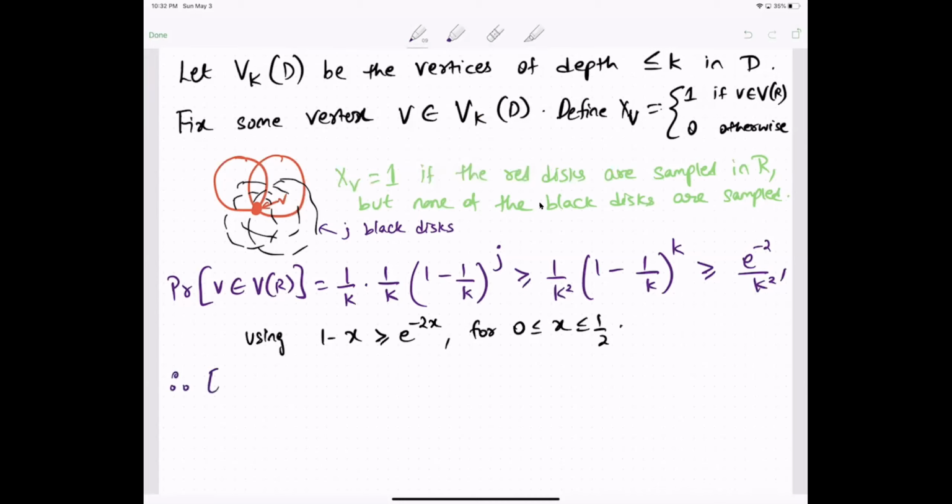Therefore, previously we had computed an upper bound on this quantity, the expected value of V of R. This time we'll compute a lower bound. And since we care only about the lower bound, we can write this statement.